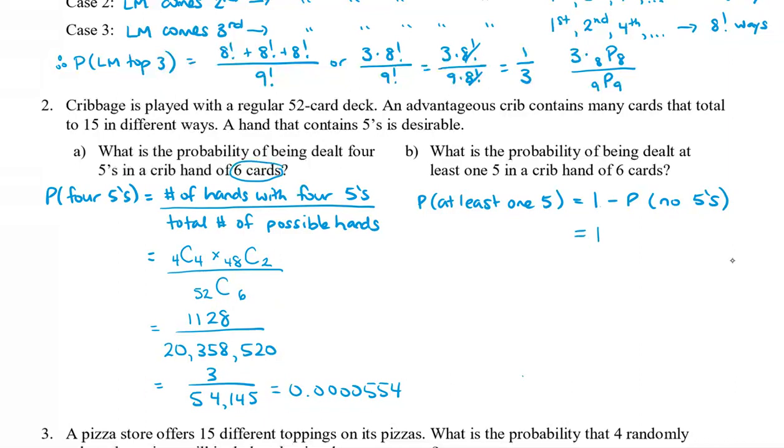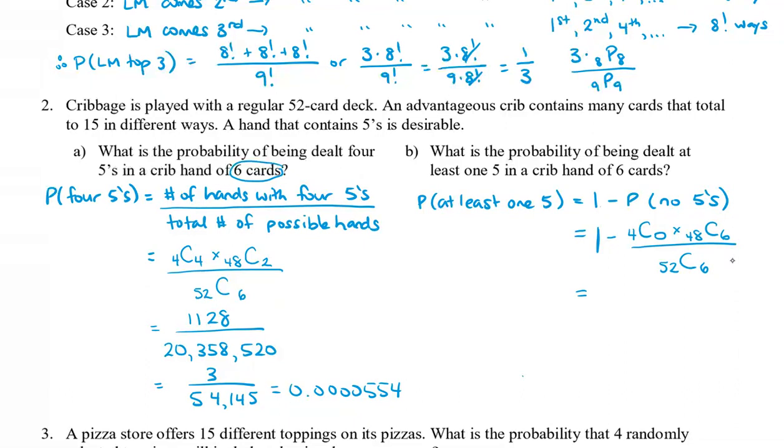So we can go 1 minus. Out of the 4 5s, we want to choose 0 of them. And then we're going to multiply that by 48 cards, C6, because we want to choose 6 cards, none of them being 5s. And all of that is now divided, not all of that. The 1 minus, that's not a probability, that would be 100% minus. And then just the second part is going to be divided by 52 cards altogether, C6.